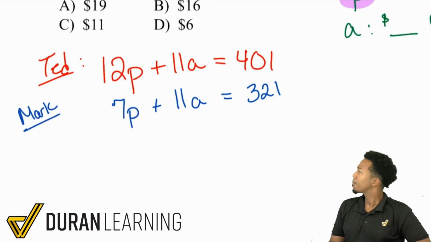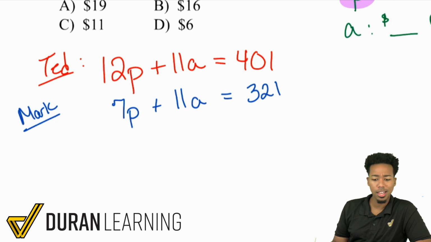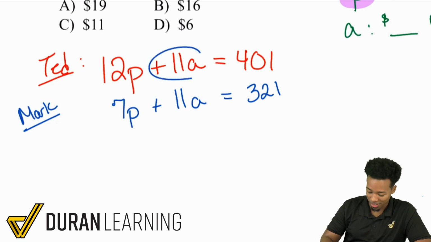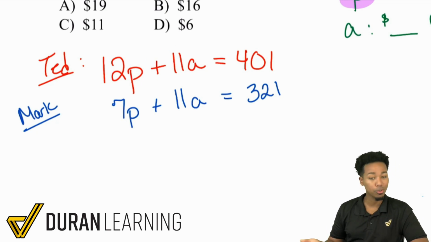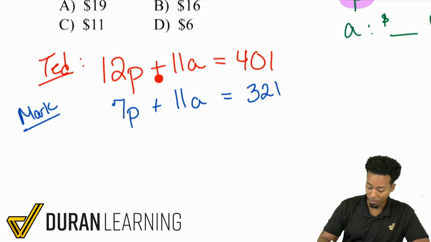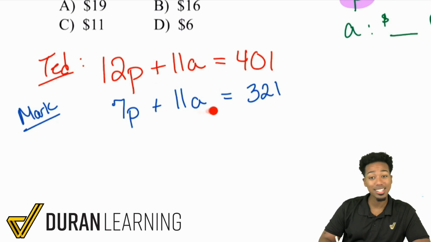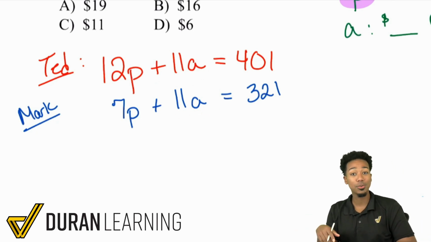What can we do here? Well, my party people, one thing I noticed is that I have 11A on both of these. I can actually just subtract the equations because this is a positive 11A, that's a positive 11A. I can just subtract these two equations and I'm good. Let's go ahead and get to it here.